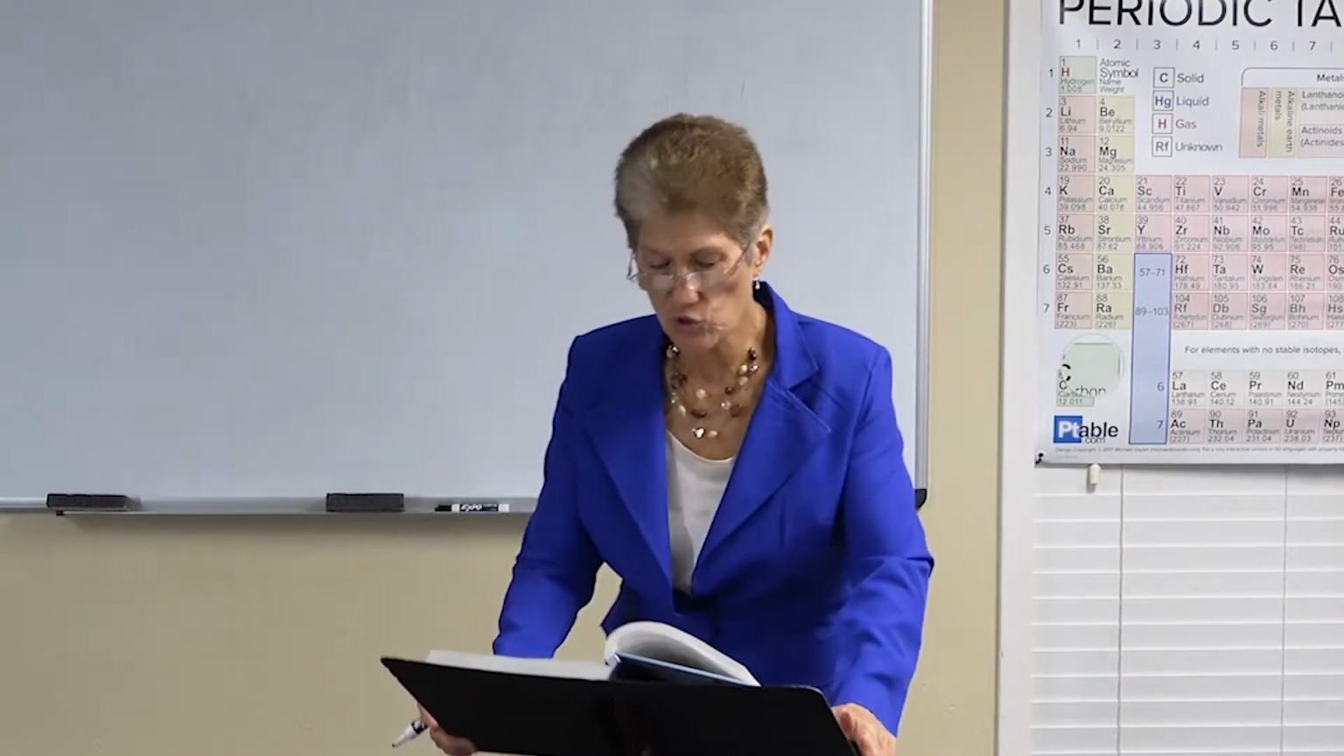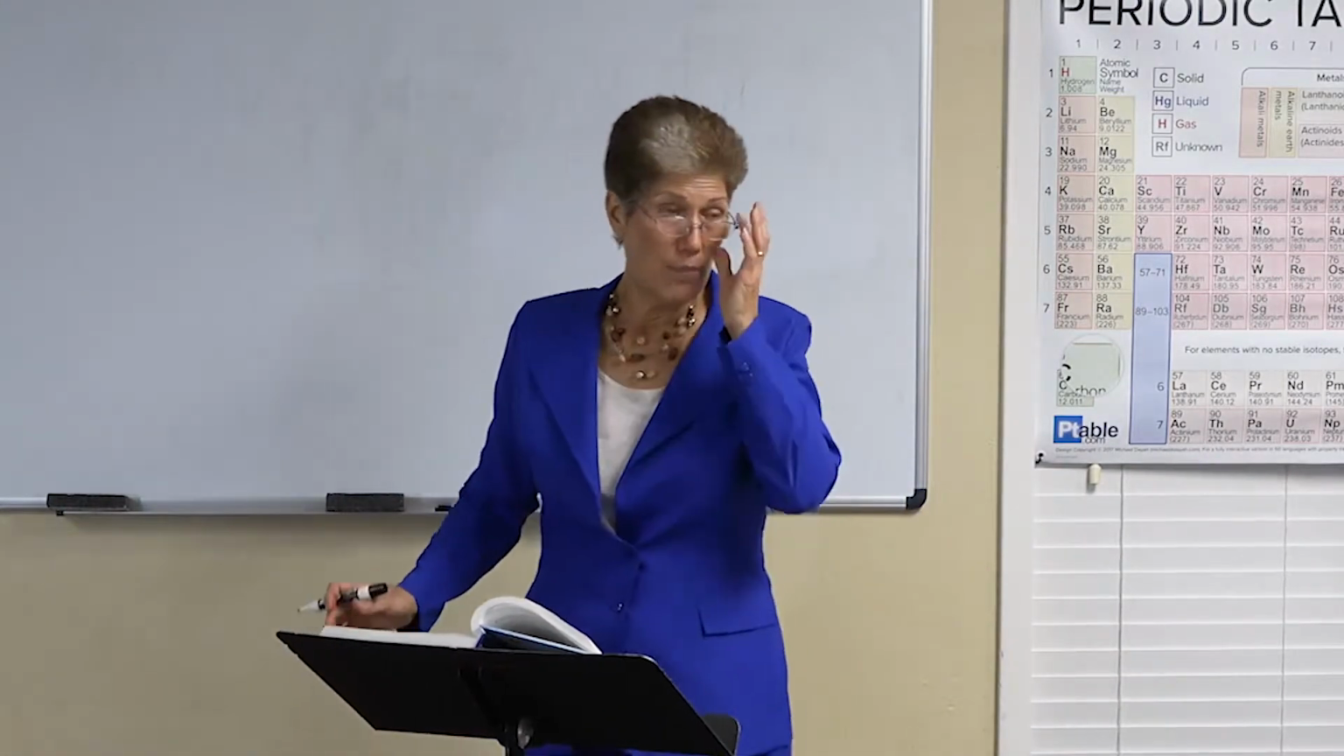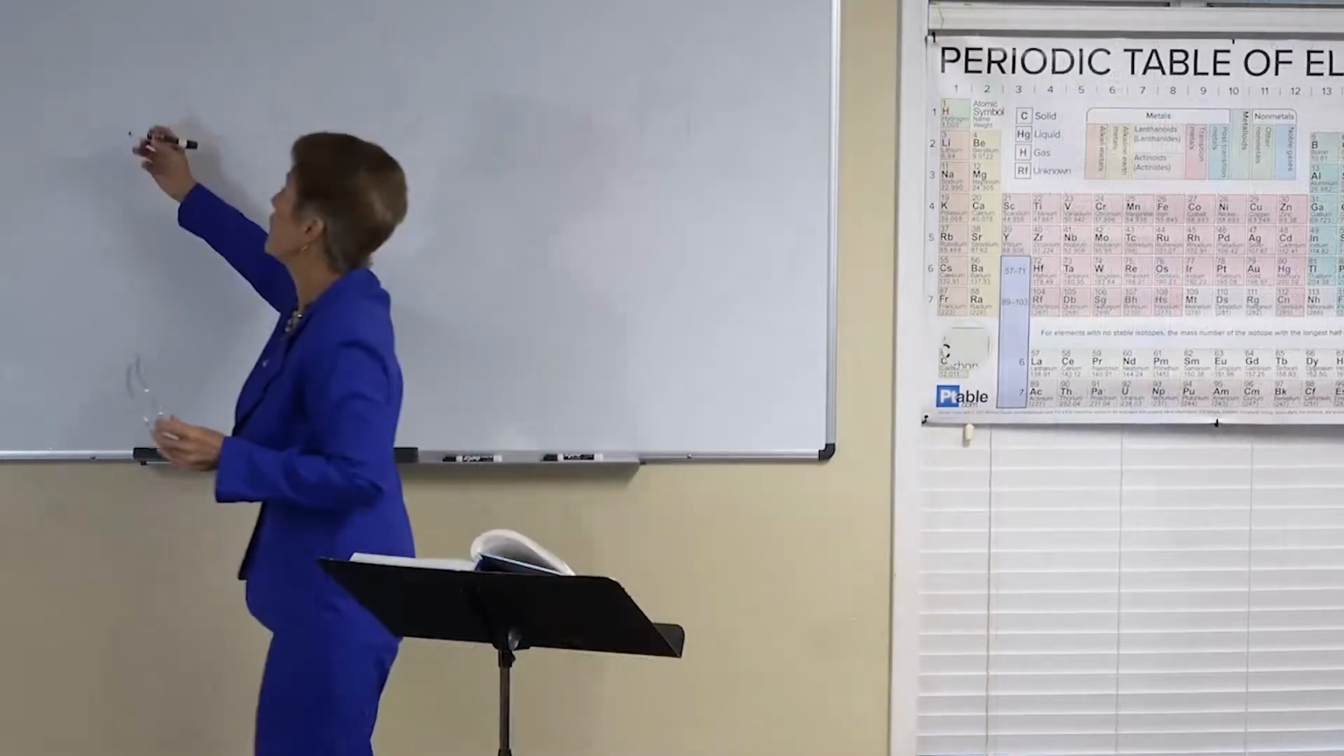Now look at comprehension check number 2. We're supposed to draw these Lewis structures. You already know how many valence electrons hydrogen has?